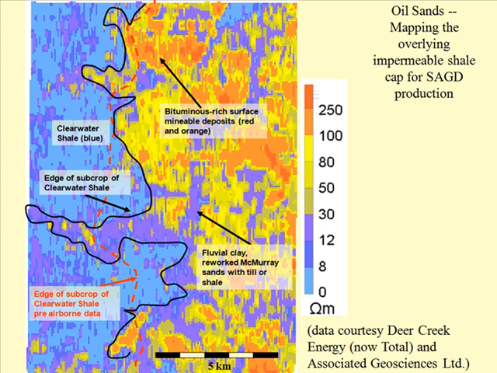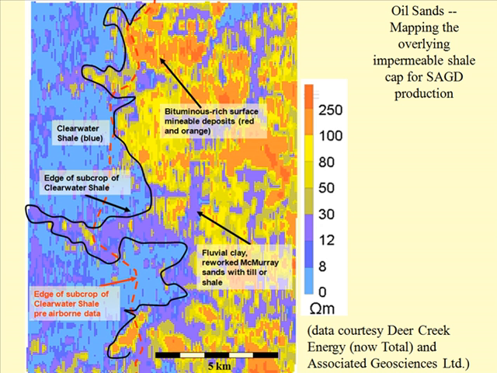An airborne electromagnetic survey was then flown, and it was found that there was conductive material associated with the Clearwater that was both to the left and to the right of that line, and so the black line was drawn, and that black line is believed to be the demarcation between where the Clearwater subcrops on the left and the McMurray subcrops on the right. So you can see now the engineers have better information to plan the extraction.